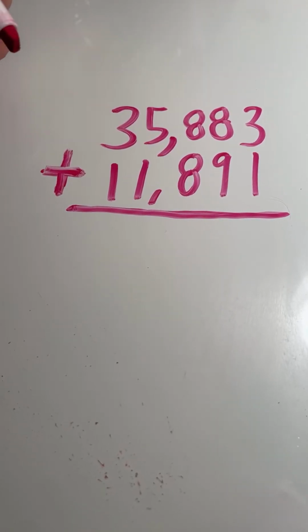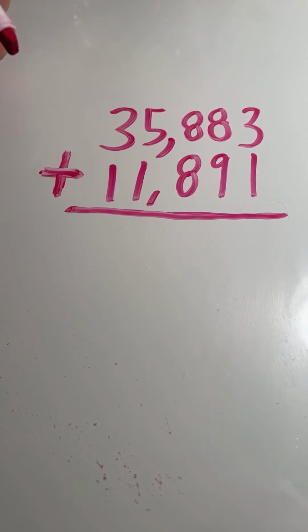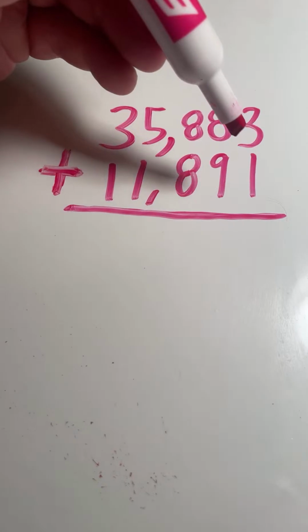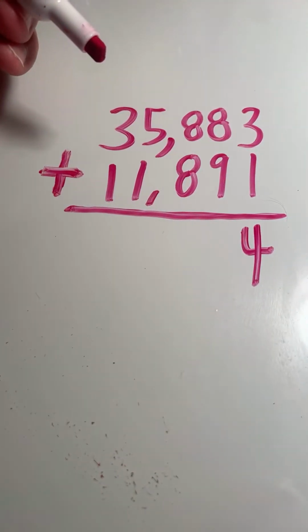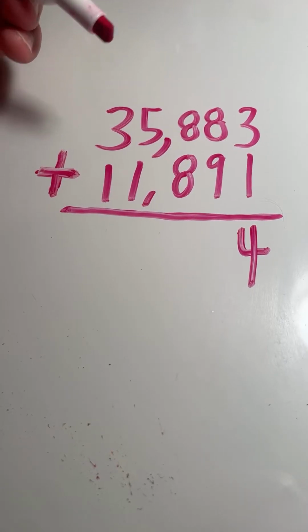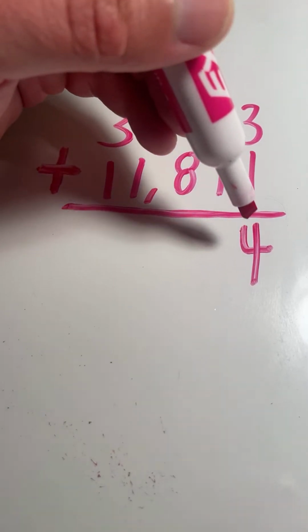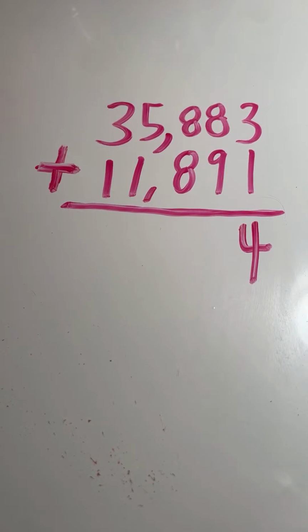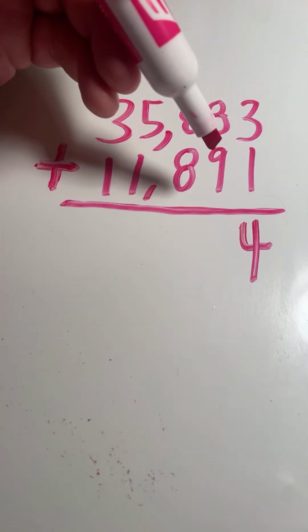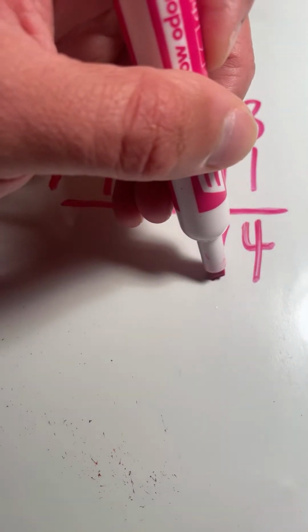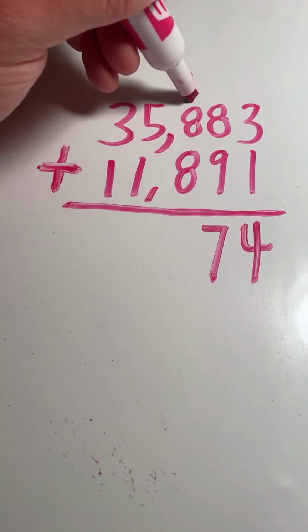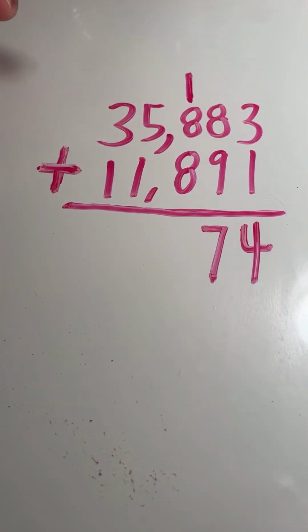35,883 plus 11,891. So starting in the ones place, we're going to add 3 plus 1. 3 plus 1 equals 4. We do not need to regroup in the ones place since our sum is less than 10. We only regroup when our sum is 10 or more. 8 plus 9 equals 17. In the tens place, we will need to regroup. The 7 in 17 goes in the tens place. The 1 in 17 gets carried over to the hundreds place.